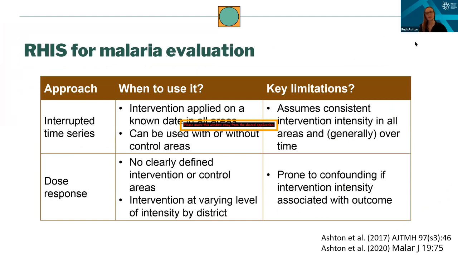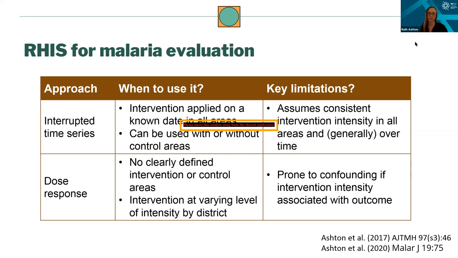And so just to summarize, and some of these methods have been mentioned by other presenters as well. So interrupted time series analyses and dose response, I think are really powerful tools when you're using routine health information systems data for impact evaluations. The ITS approach is really useful when you have an intervention or a policy change that occurred on a specific date and affected a wide range of places.